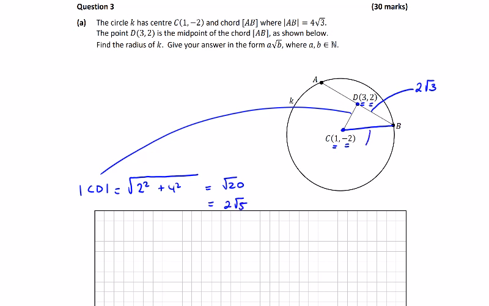Now I'm looking for the radius here. CB is equal to the radius. So r is equal to the square root. We have the two straight sides: 2 root 5 squared plus 2 root 3 squared, which on your calculator is going to give you 4 root 2.